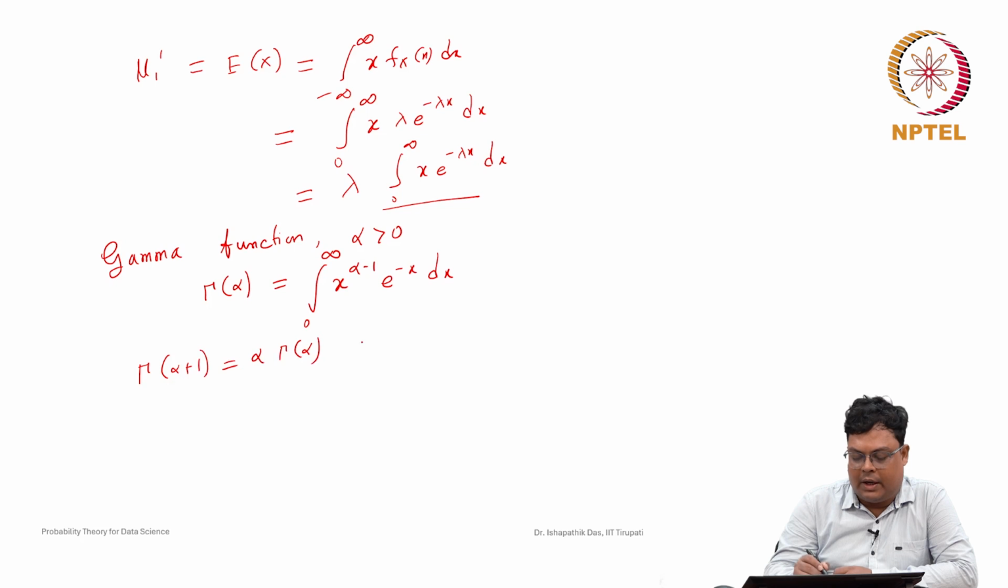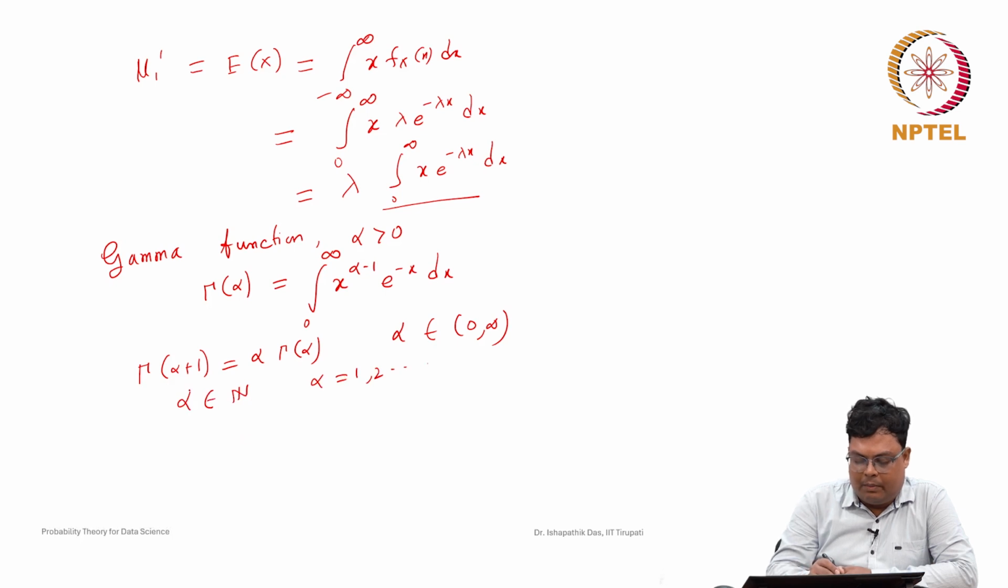This holds for any real number alpha belonging to R; not only that, alpha has to be greater than 0. So, alpha belongs to 0 to infinity. Now, whenever alpha is an integer, suppose alpha is a natural number, so alpha is equal to 1, 2, and so on.